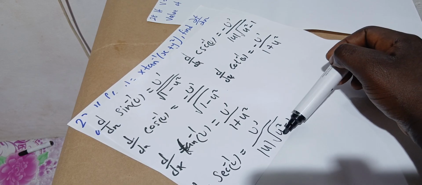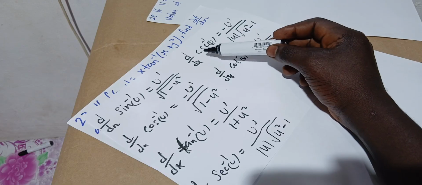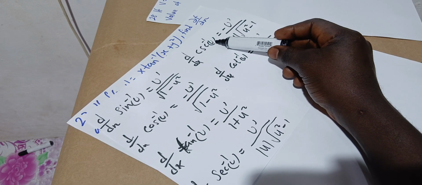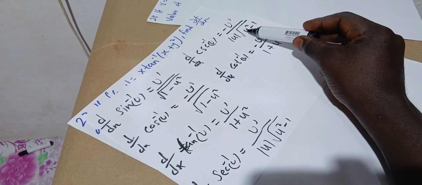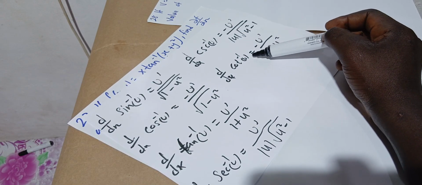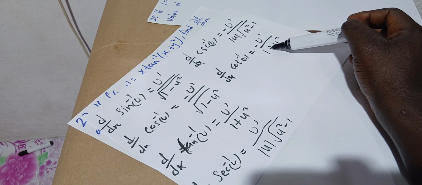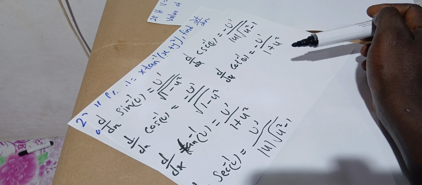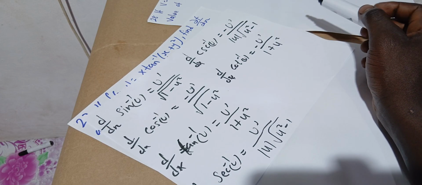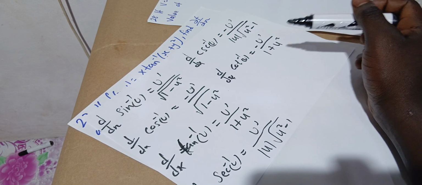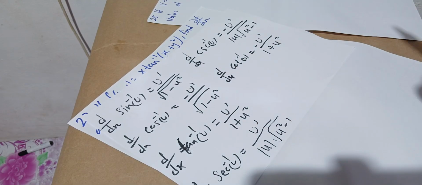So, times the square root of u squared minus 1. And for cosec inverse of u, it equals minus u prime all over the absolute value of u times the square root of u squared minus 1. And cot inverse of u equals minus u prime all over 1 plus u squared. So these are the basic trig inverse identities that you need to know for us to be able to solve problems. So we are going to apply this in partial derivative problems like this. So let's continue.